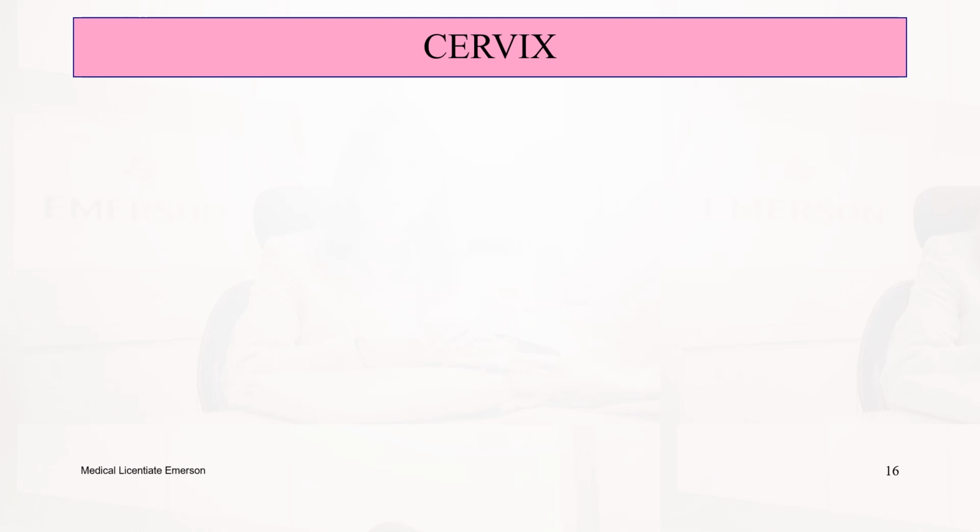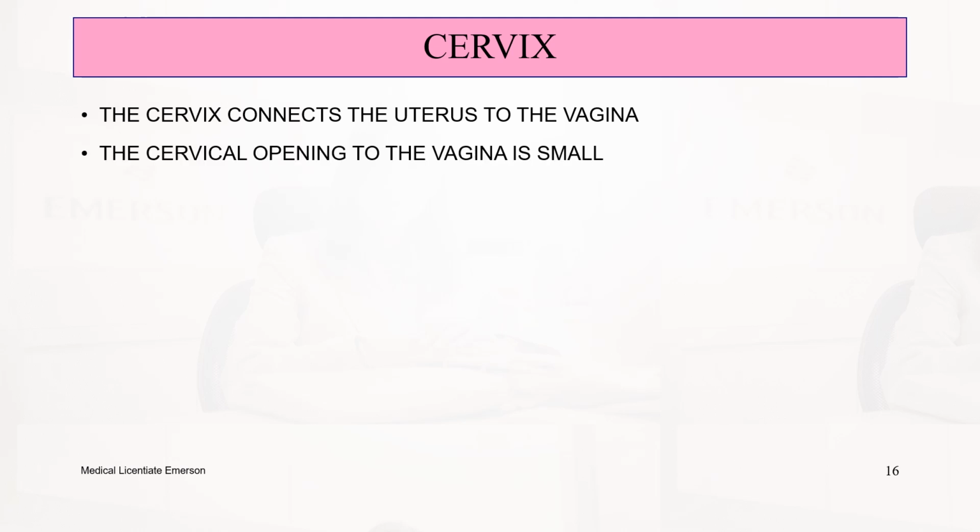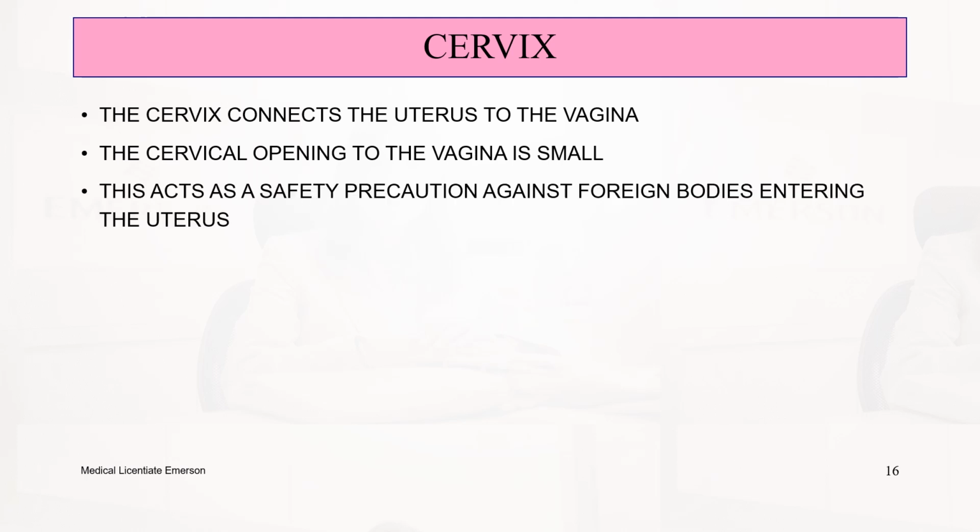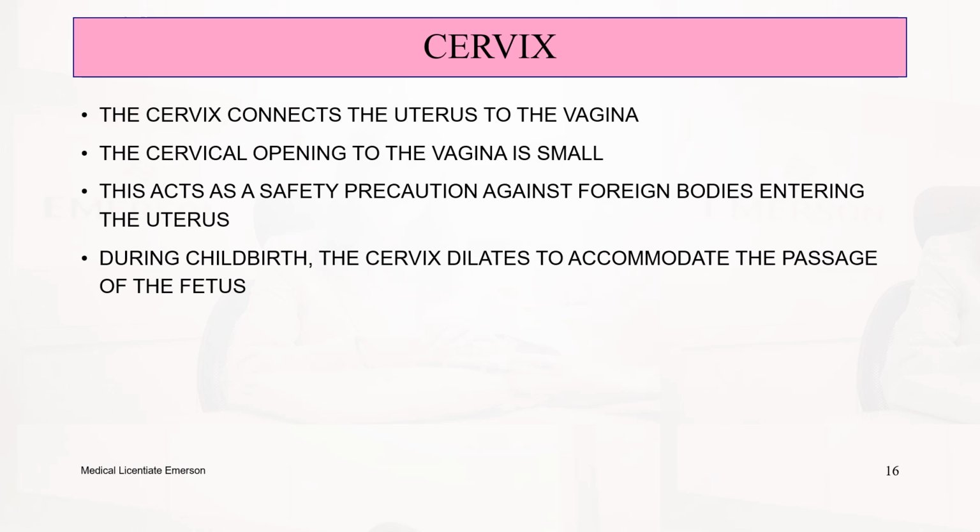Let's put the cervix. The cervix connects the uterus to the vagina. The cervix has what we call the cervical opening, and the cervical openings, of course, are two. We have the internal os and the external os. The cervical opening to the vagina is actually small. This acts as a safety precaution against foreign bodies entering the uterus. During childbirth, the cervix dilates to accommodate the passage of the fetus. This dilatation is a sign that labor has begun.